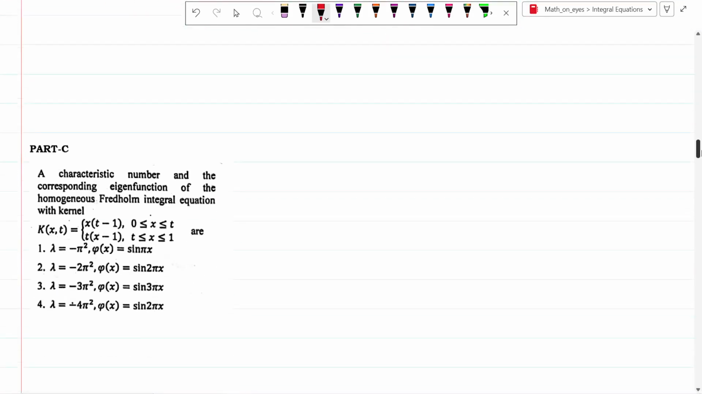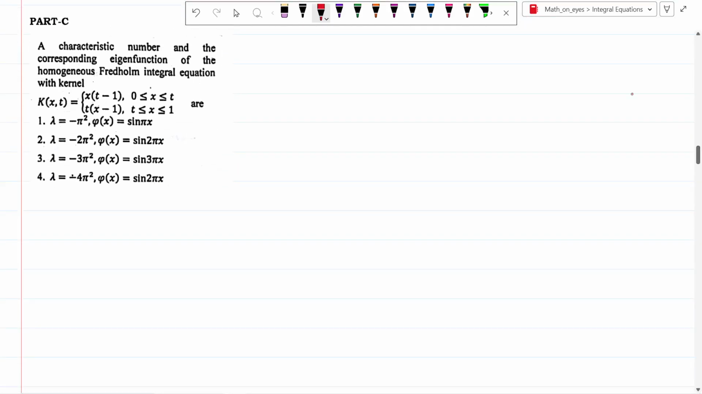Moving on to the next question. A characteristic number and the corresponding eigenfunction of the homogeneous Fredholm integral equation with kernel is given. Okay, they have taken a Fredholm integral equation of homogeneous condition. So the given question will be y of x is equal to lambda times integral, the limit varying from 0 to 1, K of x comma t into y of t dt, right?